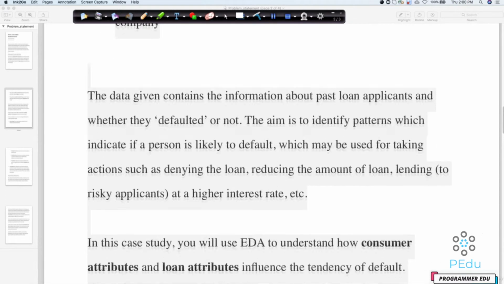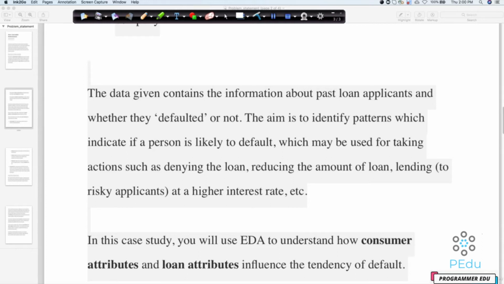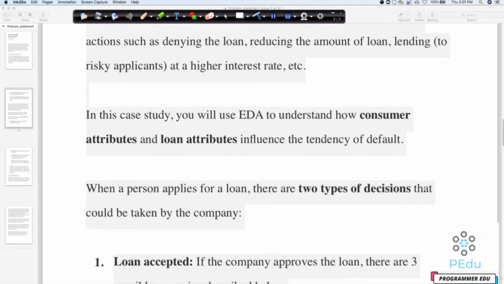Now, the data which is given contains information about past loan applicants and whether they have defaulted or not. I will show you the data in the Python notebook soon, so you can look at that. The aim is to identify the patterns which indicate if a person is likely to default, which may be used for taking actions such as, in future, denying some loans, or saying that we will not give you a loan of this amount but a lesser amount, or lending to risky applicants at a higher rate, right? So if we notice that there is a very risky applicant, then we may say that you have to pay more than what we ask of a normal candidate. That kind of decision we can make based on that.